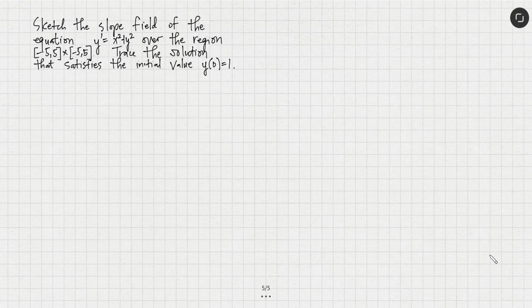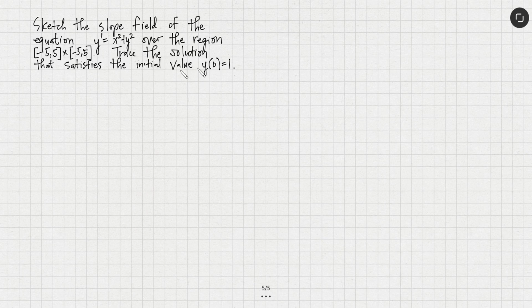Now on this last part of this lesson, let's just work on one more example. Sketch the slope field of the equation y prime equals x squared plus y squared over the region x and y from -5 to 5, and then trace the solution that satisfies the initial value y of 0 equals 1. Okay. So we're going to manually sketch the slope field, and then we're going to verify our slope field as well as the solution that we traced using Desmos and Maxima.